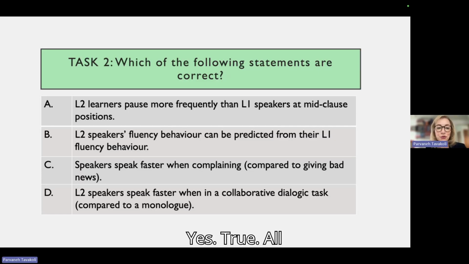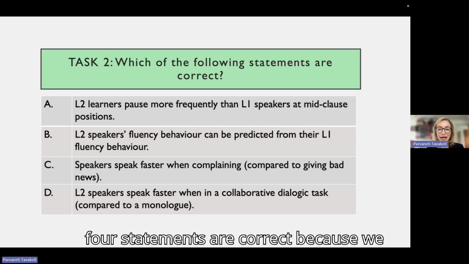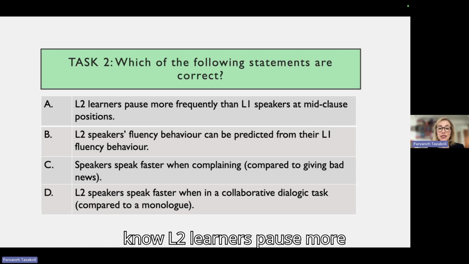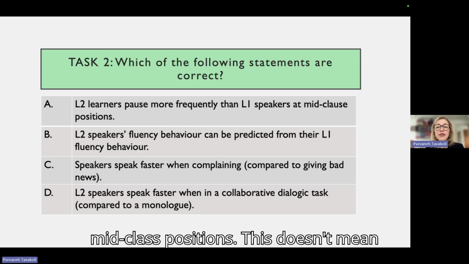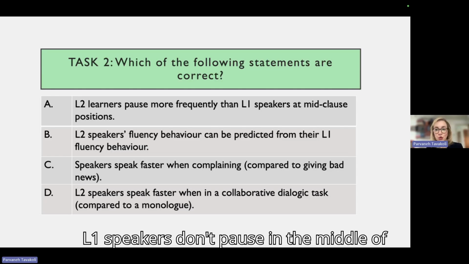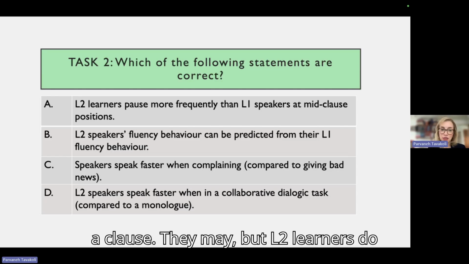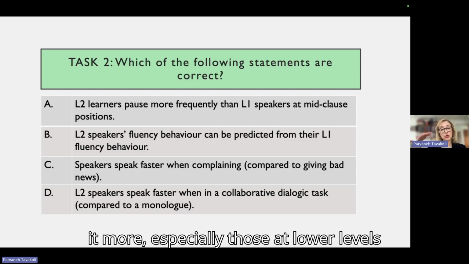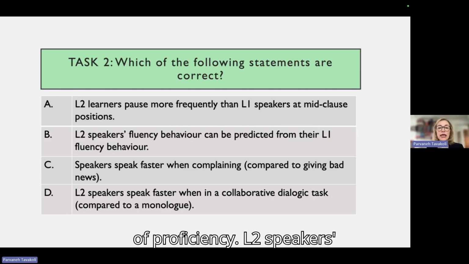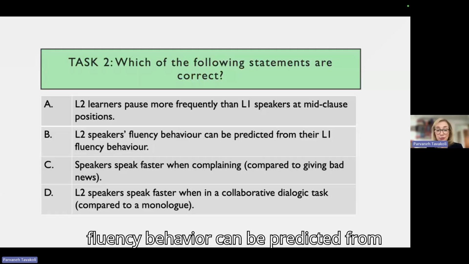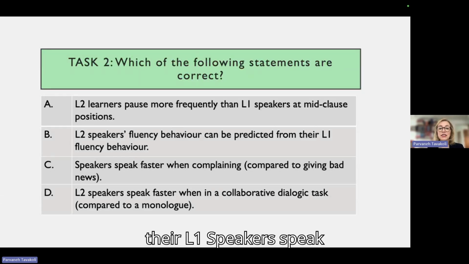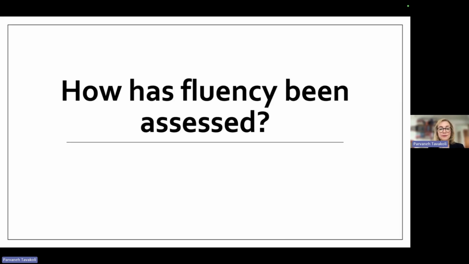Yes, true. All 4 statements are correct because we know L2 learners pause more frequently than L1 speakers at mid-clause positions. This doesn't mean L1 speakers don't pause in the middle of a clause. They may, but L2 learners do it more, especially those at lower levels of proficiency. L2 speakers' fluency behavior can be predicted from their L1. Speakers speak faster when complaining, and L2 speakers speak faster when in a collaborative dialogic task.